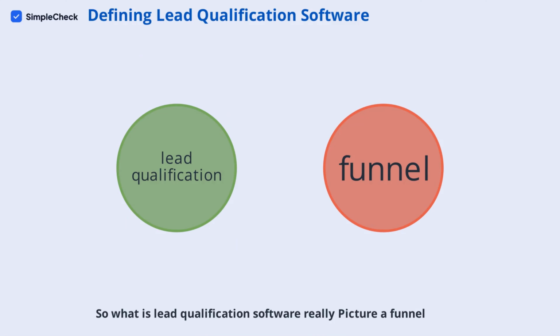What is lead qualification software, really? Picture a funnel. Leads enter at the top, and a filter checks each one for credit score, available credit, and income. Only those who pass move forward to your calendar, while the rest are routed elsewhere. Unlike basic calendar tools that just fill time slots, real lead qualification software ensures your team only talks to people who can actually buy. This saves time, reduces frustration, and boosts your close rate.